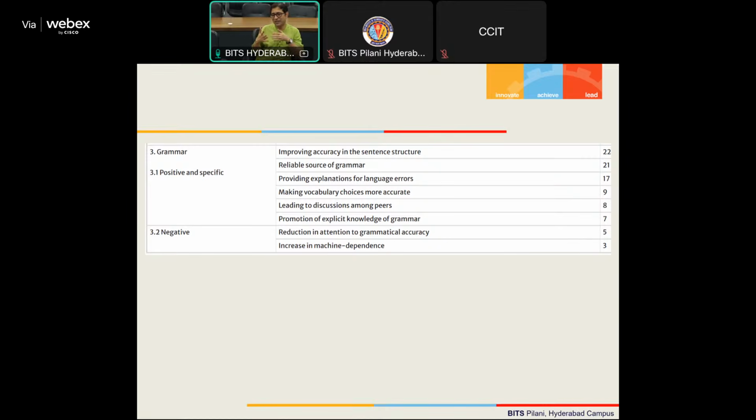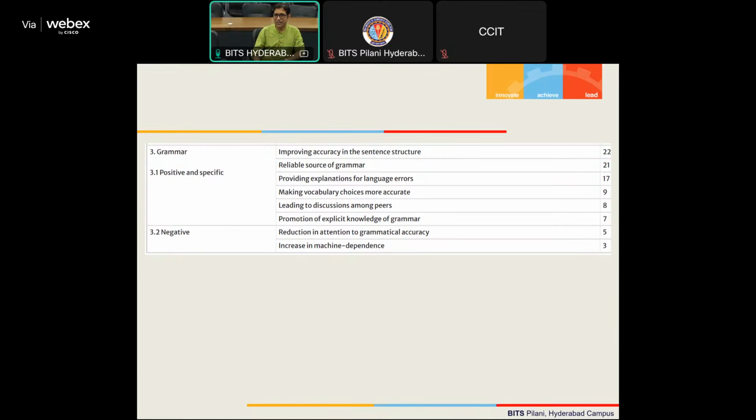That means grammatically they wrote more grammatically correct sentences because of ChatGPT, and then it became a reliable source of grammar, because after correction you can always ask why did you do this, and ChatGPT explains to you very clearly. I recommend changing this because it explains the rules. That makes you feel confident about why you should use ChatGPT for correcting your language errors.